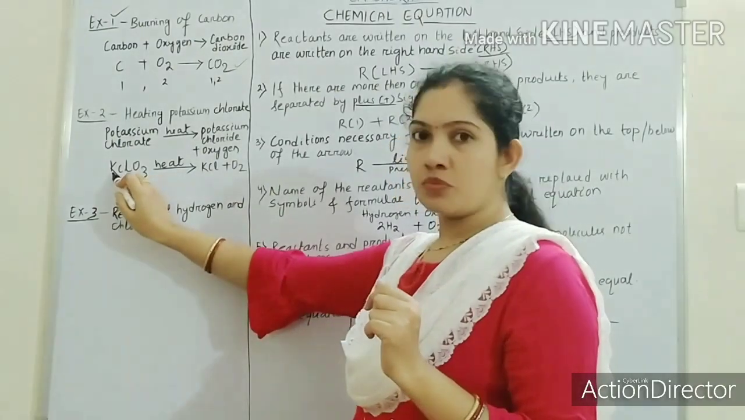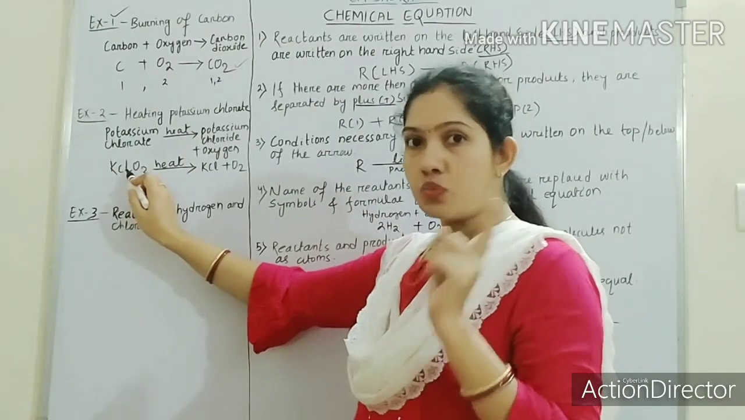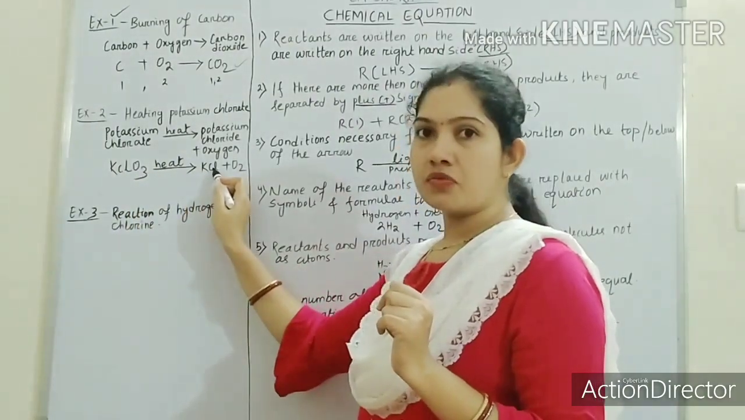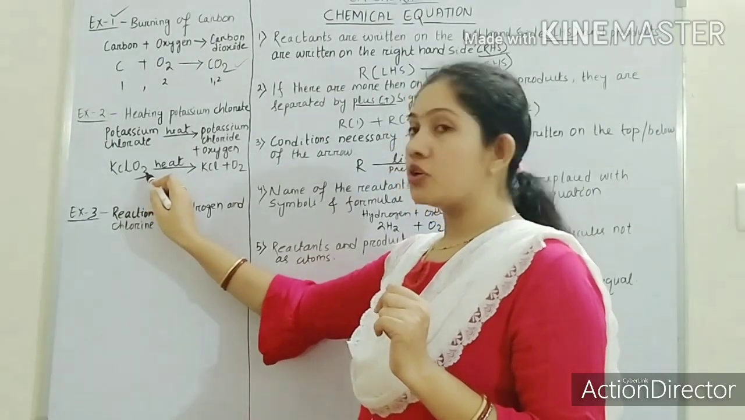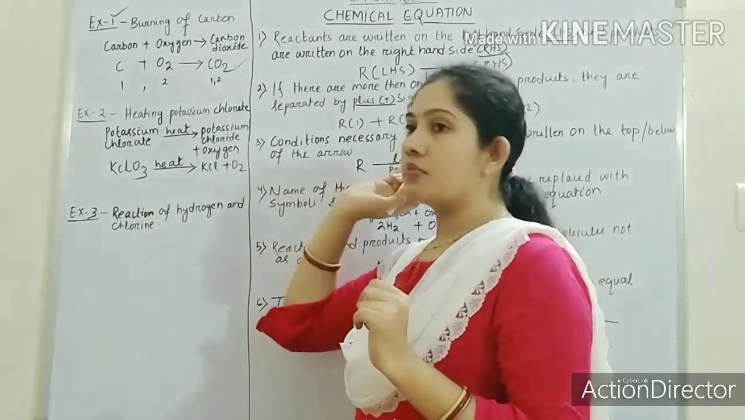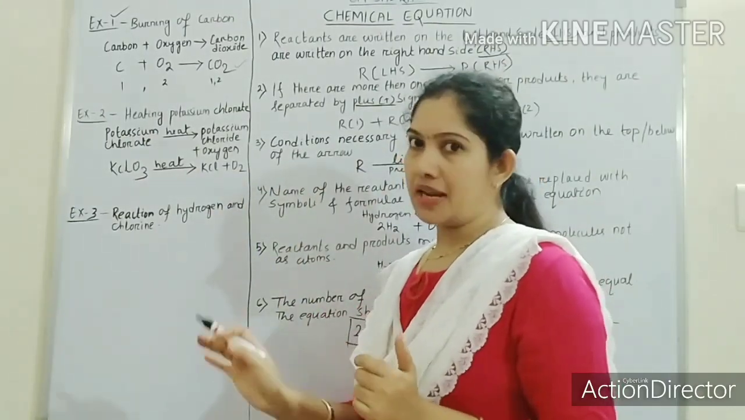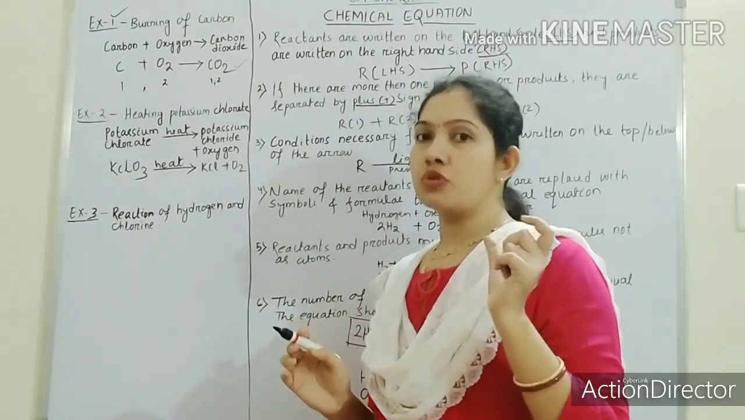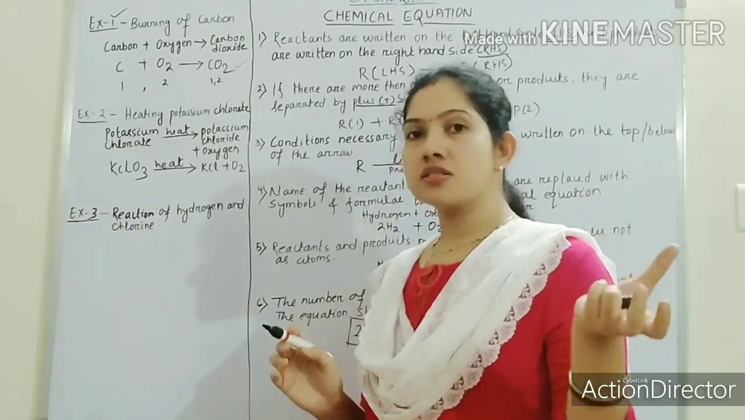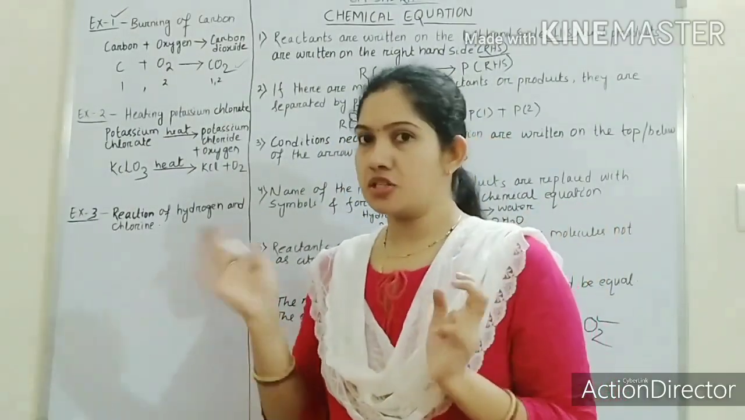Number of potassium 1, this side also 1. Number of chlorine 1, this side also 1. Number of oxygen, this side we got 3, but this side the number of oxygen is 2. That's why we have to balance. Okay, it is not balanced. The unbalanced equations are also known as skeletal equations. Sometimes we will get this term. So we have to reform that skeletal equation into a balanced equation.